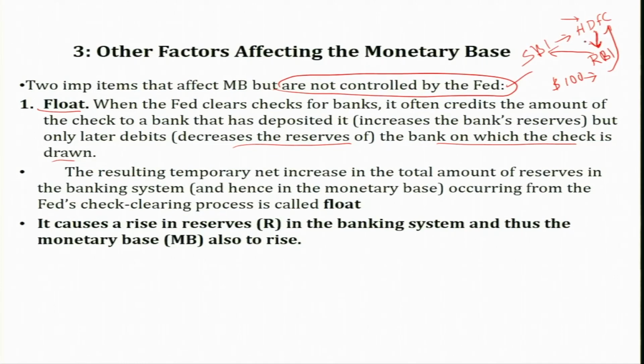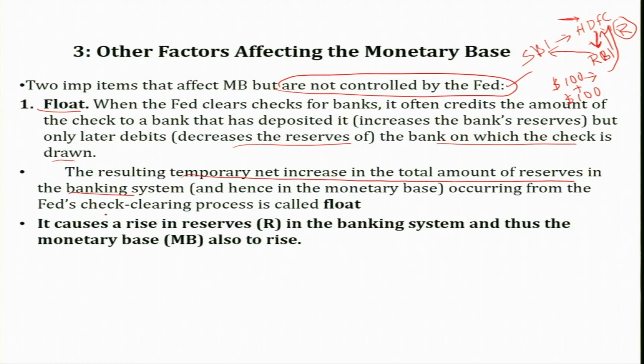So until then, this money is credited to the account of the person who deposited the check with HDFC, and the $100 is yet to be deducted from the account of SBI. This amount is called float. It results in a temporary net increase in the total amount of reserves in the banking system. When the RBI immediately credits this money as reserves, the reserves are already there, but they are not yet deducted from SBI.